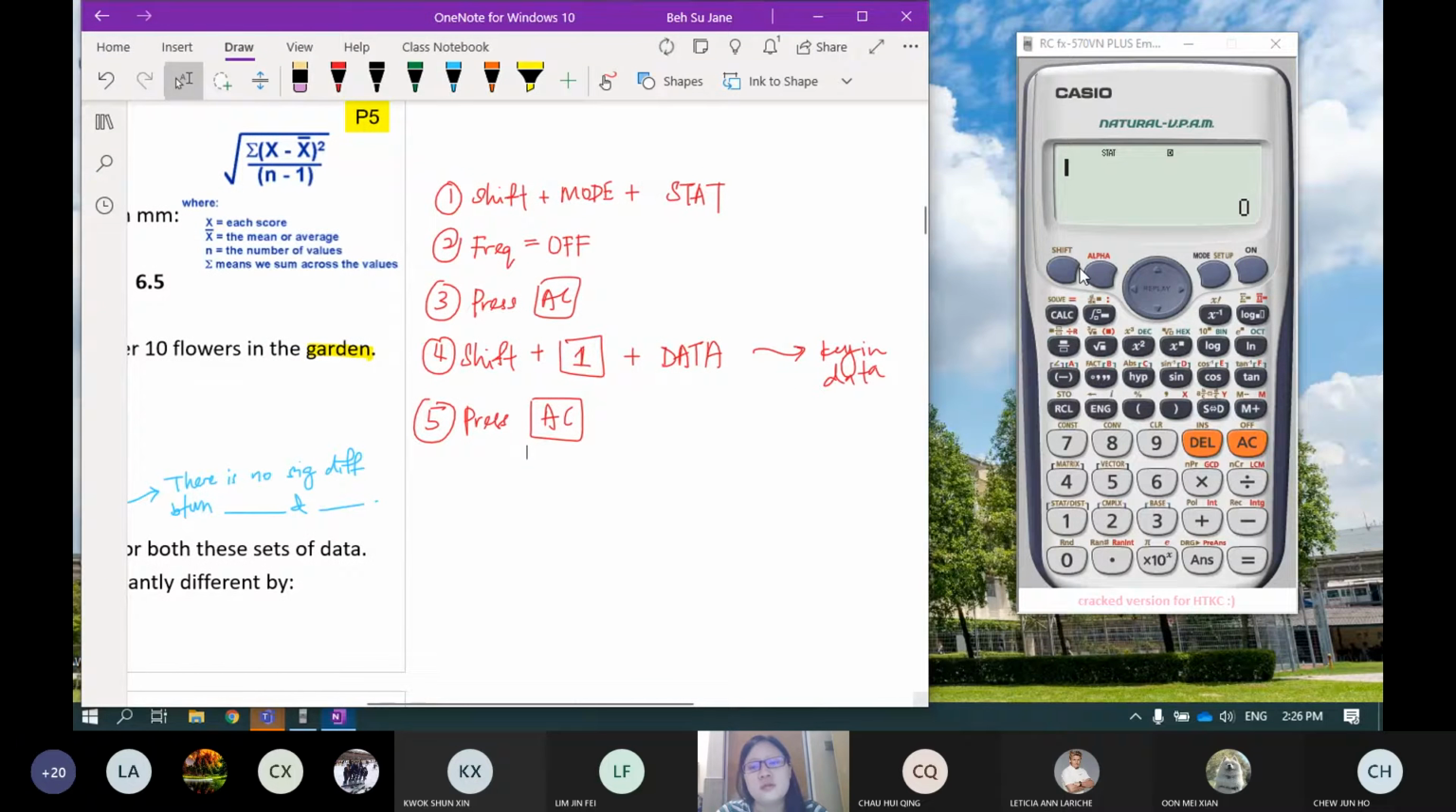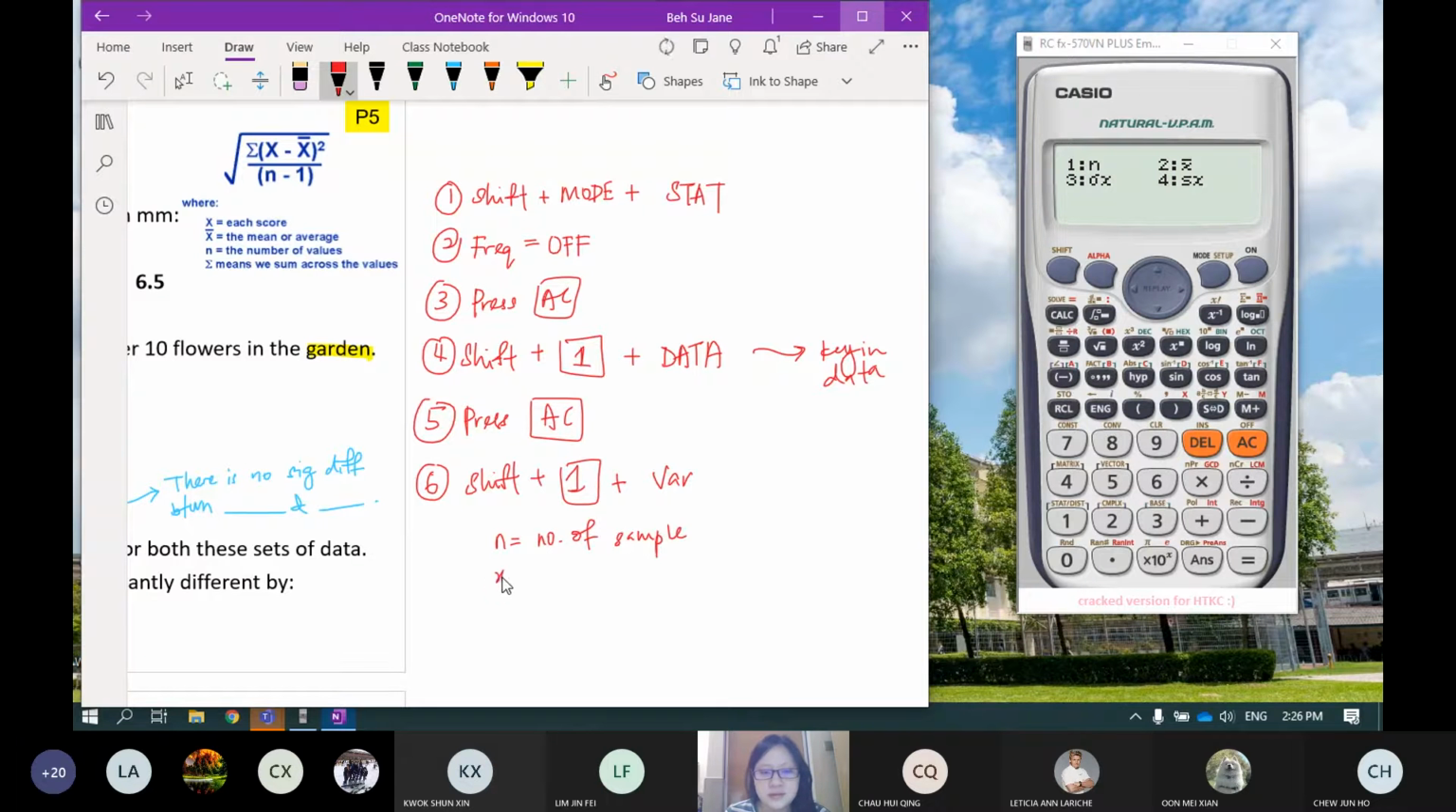All right, now we are ready to look for the mean and the standard deviation. So what we're gonna do is go shift 1 again, but this time we're gonna choose var, and we'll see this. You'll see these 4 symbols. N is the number of samples. X bar is obviously the mean. Can you see 2 fellas like this?